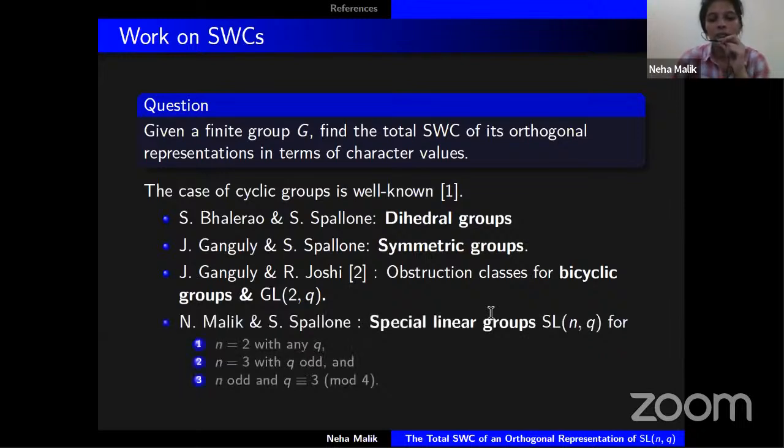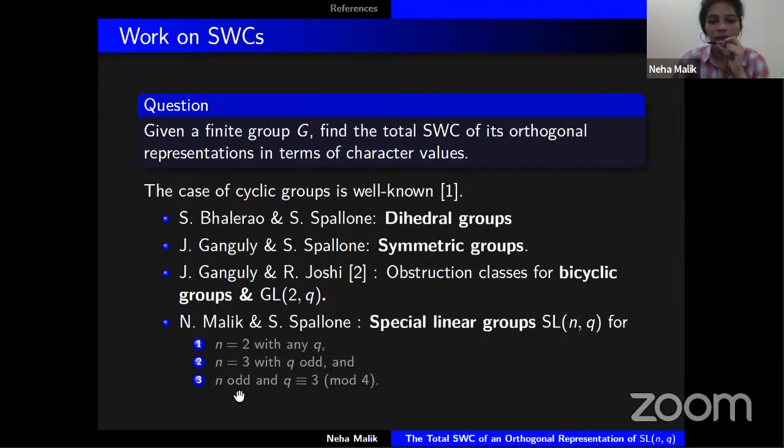Finally, we have tried to answer this question for the special linear groups SLNQ in the following cases. We have worked out SL2Q for any Q, SL3Q for Q odd, and SL3Q is our base case, and we have been able to generalize some of the results to N odd and Q congruent to 3 mod 4. So I'll try to say a little bit about all of these.